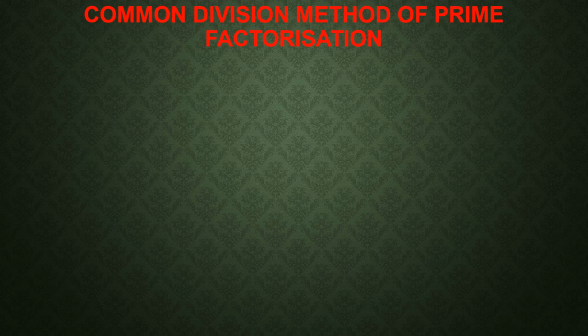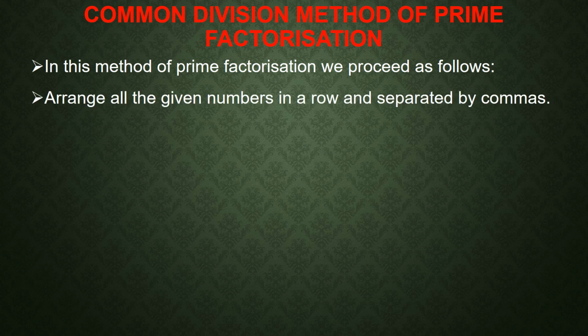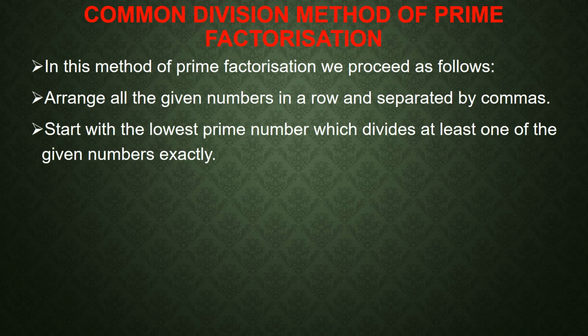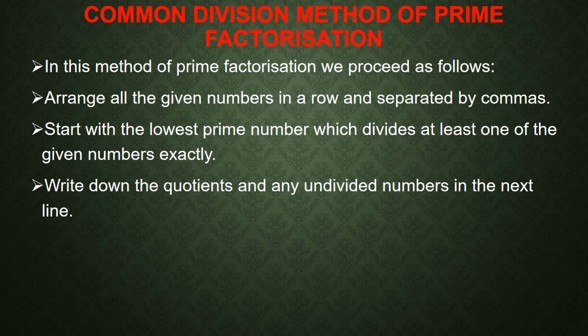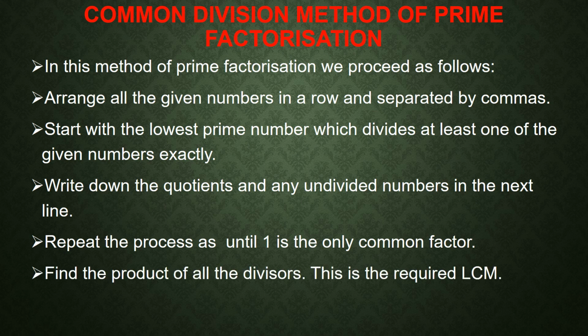A very convenient method to find the LCM is common division method of prime factorization. In this method of prime factorization, we proceed as follows. First, arrange all the given numbers in a row and separated by commas. Start with the lowest prime number which divides at least one of the given numbers exactly. Write down the quotients and any undivided numbers in the next line. Repeat the process until 1 is the only common factor. Find the product of all the divisors. This is the required LCM.